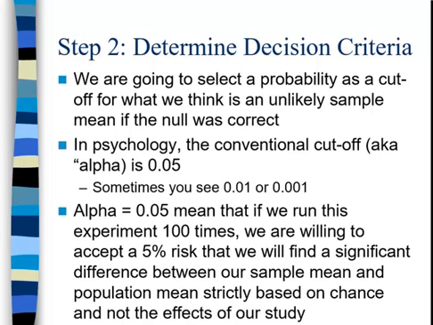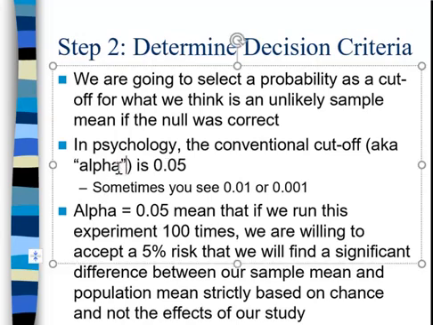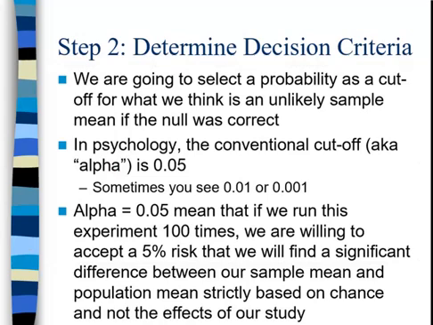And in psychology, that conventional cutoff, which we also refer to as an alpha, is 0.05. Sometimes you might have read some papers where that cutoff is even lower, 0.01, 0.001. I'll talk a little bit later about why that is the case sometimes, but again, in psychology, the convention is to set that probability cutoff as 0.05.